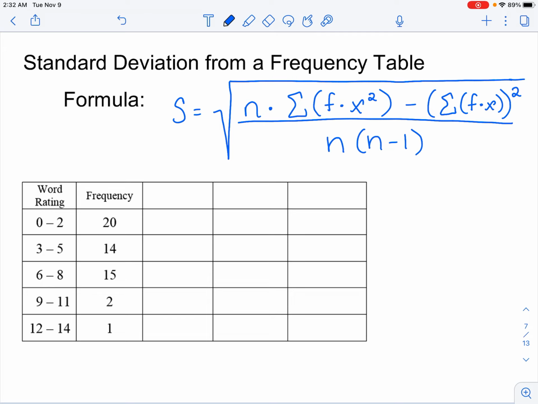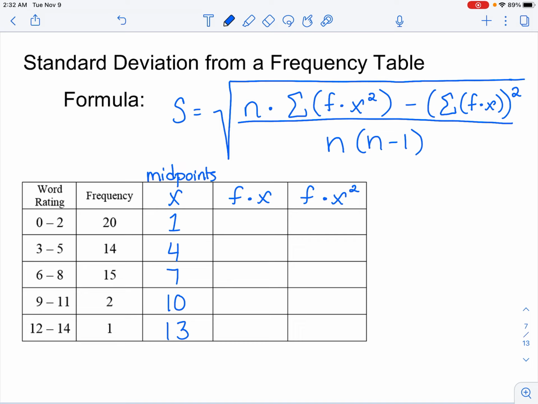On your table, you're going to be told that x comes first, f times x comes second, and f times x squared is the new piece that comes third, okay? x are your class midpoints. All right, so we're looking at a row. Between 0 and 2 is the number 1. Between 3 and 5 is the number 4, and so on. Between 6 and 8 is a 7, 9 and 11 is a 10, 12 to 14 is a 13, okay?